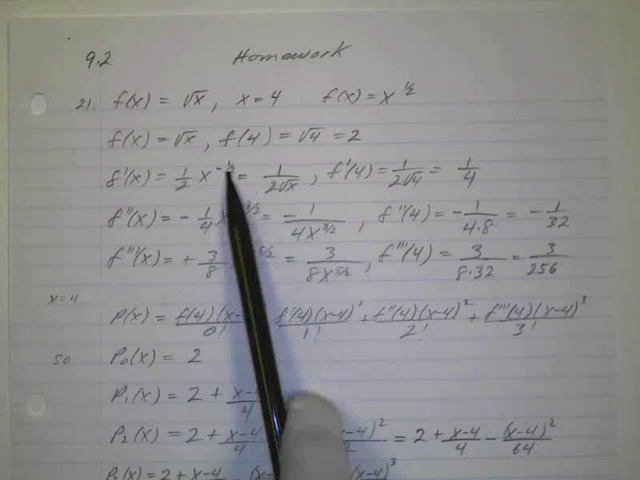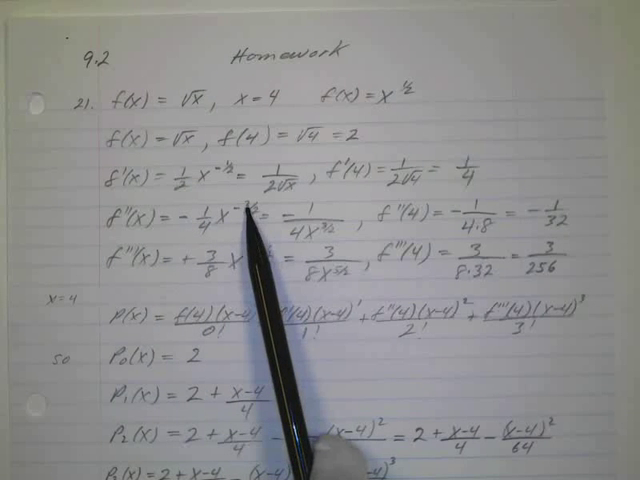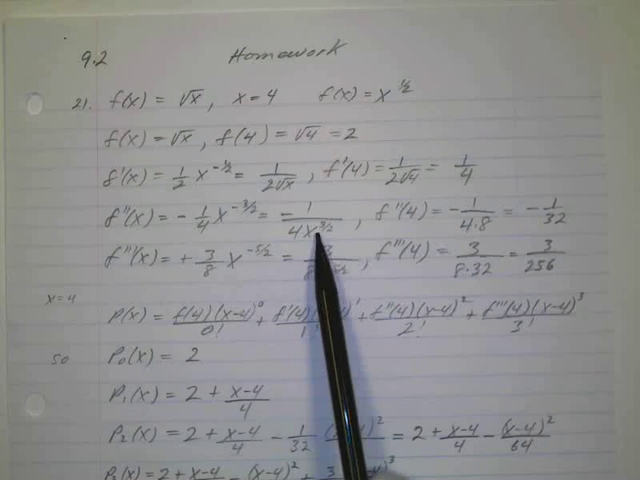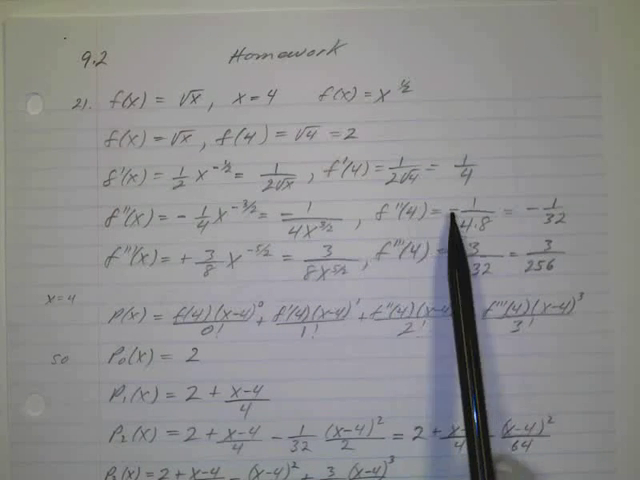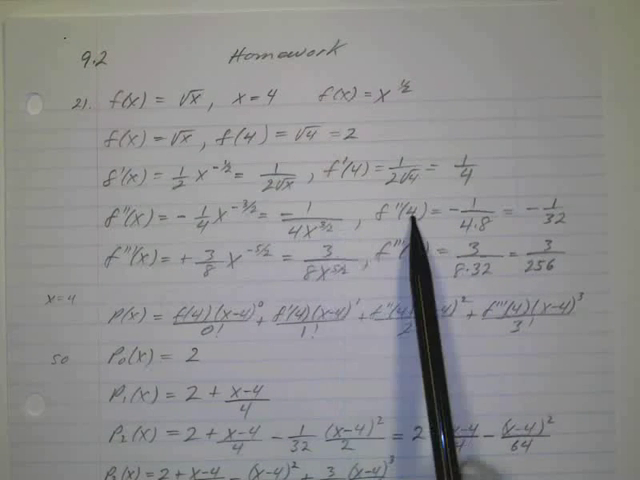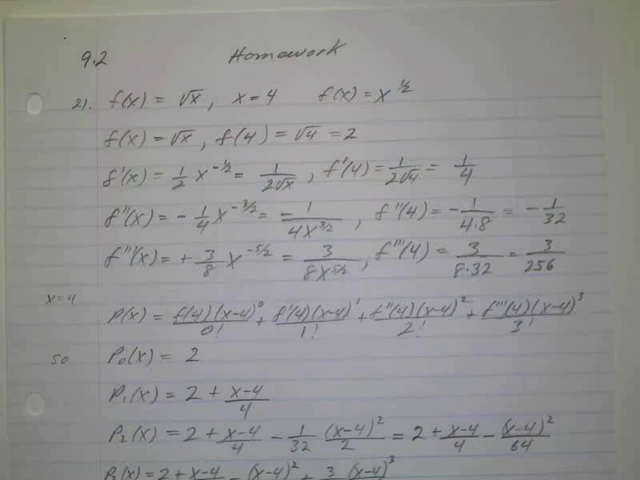Then if I take the derivative of this, I have to go back and put it in this form anyway. That's going to be minus 1/4 x to the minus 3/2. And I can put this down the bottom, so that's going to be negative 1/4 times x to the 3/2. Okay? If I put 4 in there, that's going to be negative 1 over 4. And 4 to the 3/2, the square root of 4 is 2. 2 cubed is 8. So I've got negative 1 over 32.